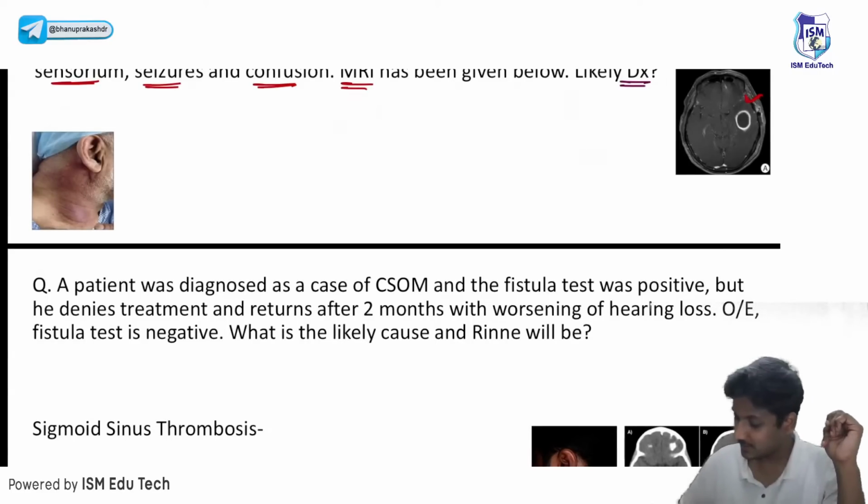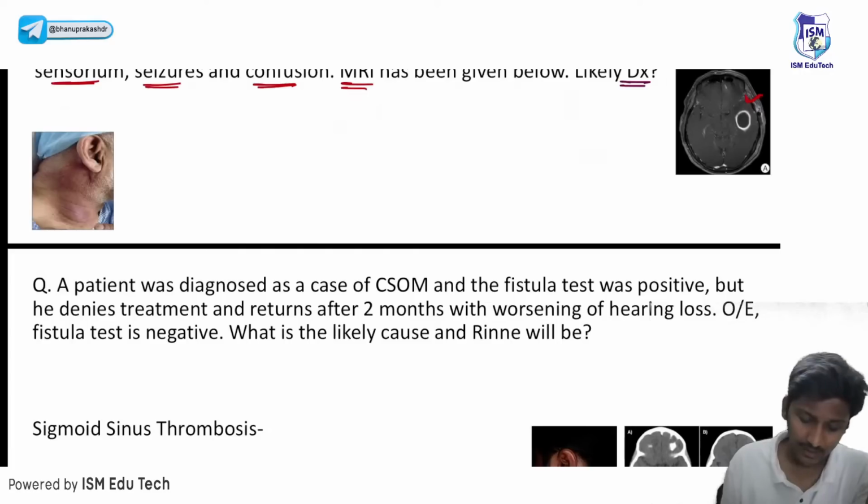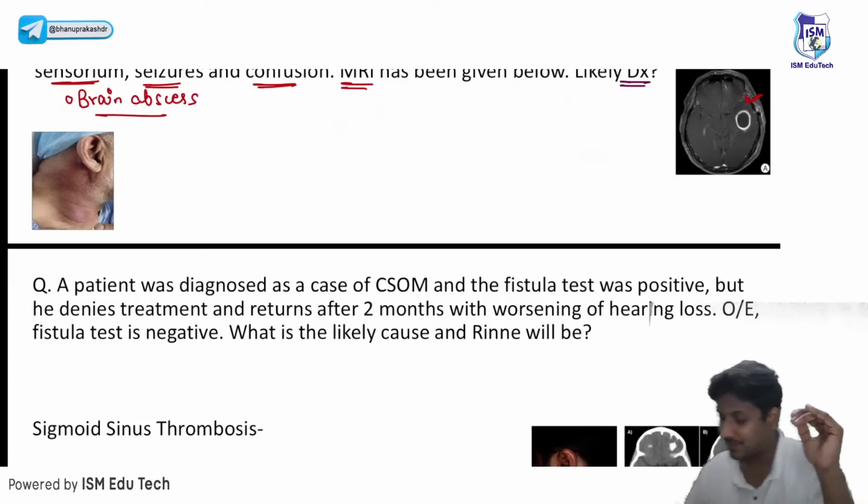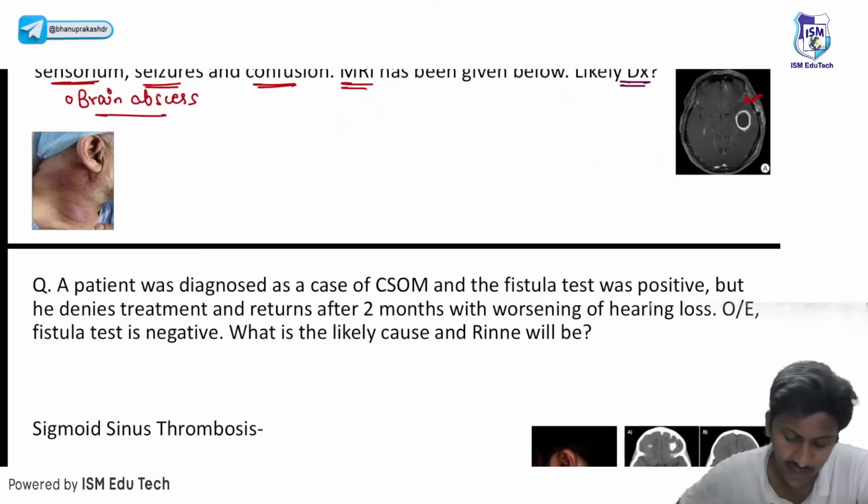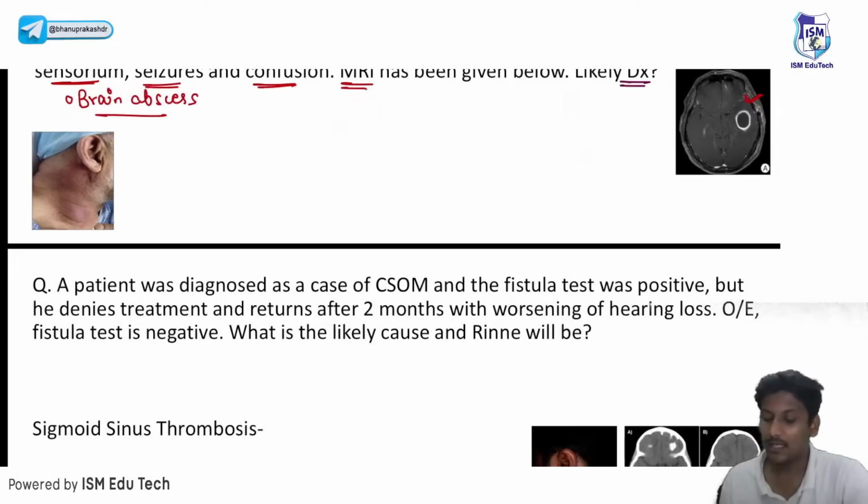Let me know this. So please remember, it is a case of brain abscess. The brain abscess which occurs due to ear infection is also called otogenic brain abscess. And what is the most common site for otogenic brain abscess? The answer is clear. It is definitely the temporal lobe.